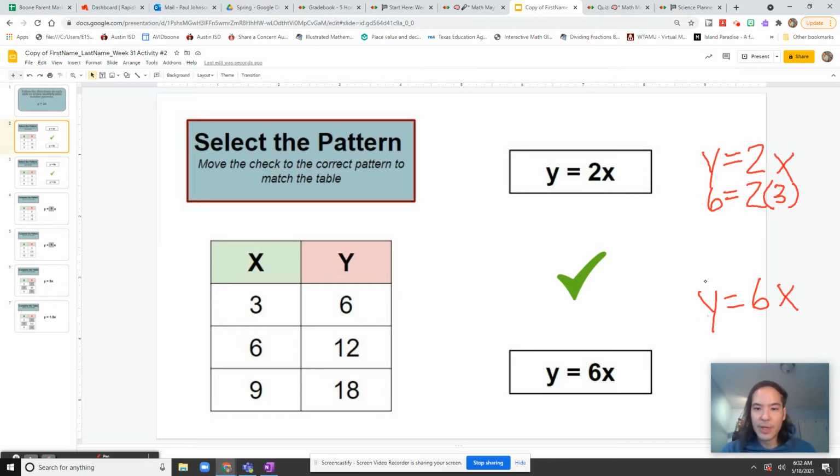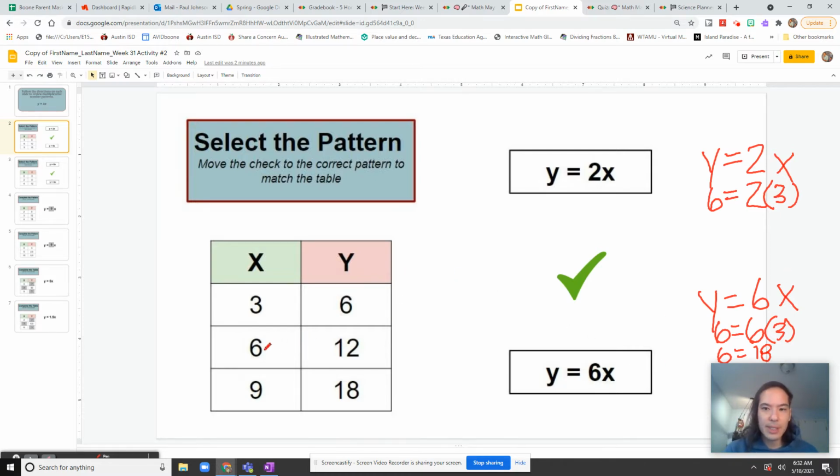Let's try the same thing over here. Y, the y is supposed to be 6. And then 6 times our x, 3. 6 times 3 is 18. Is 6 equal to 18? No, that doesn't make sense, right?